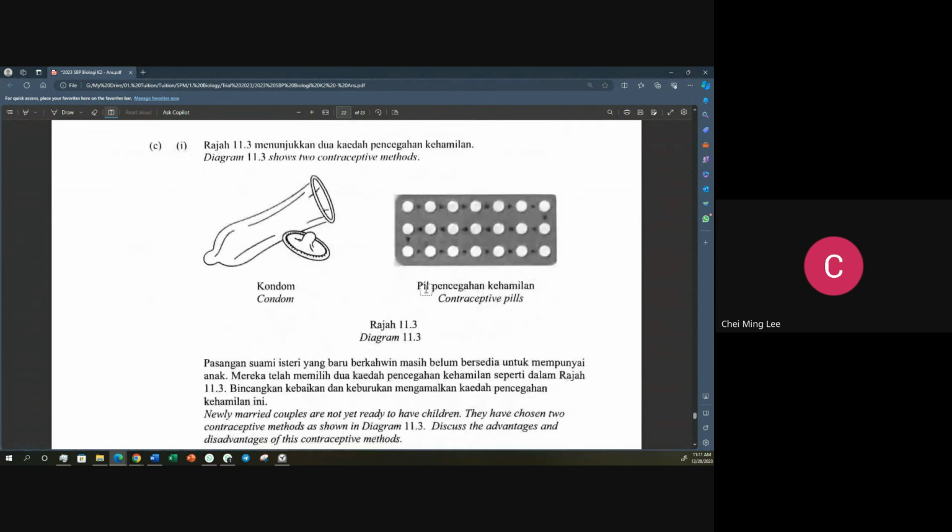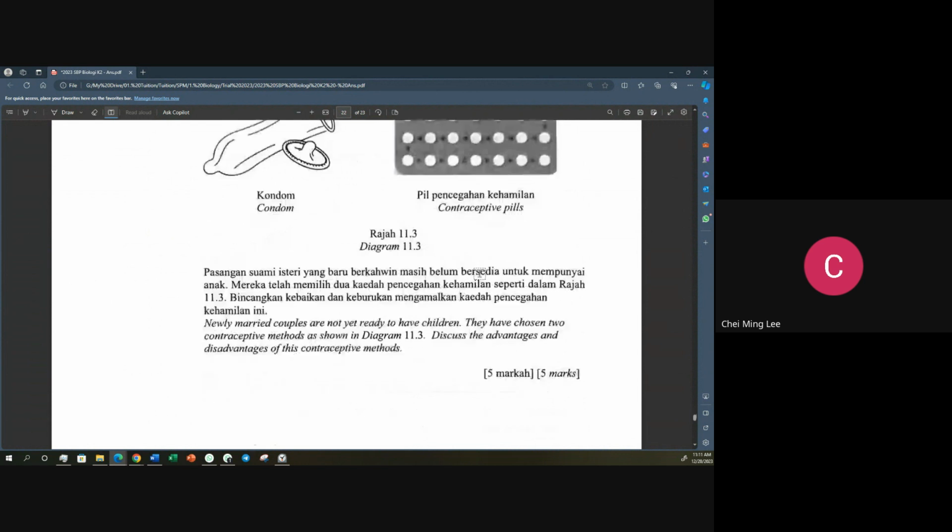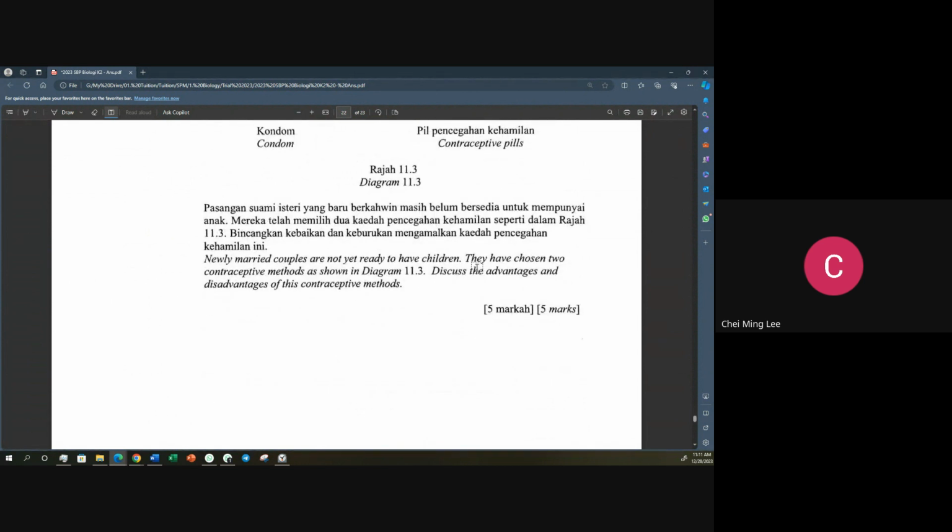Okay, now diagram 11.3 shows two types of contraceptive method, which are the condom and the contraceptive pill. So a newly married couple are not yet ready to have children, so they have chosen the two contraceptive methods shown here. So discuss the advantages and disadvantages of these contraceptive methods.